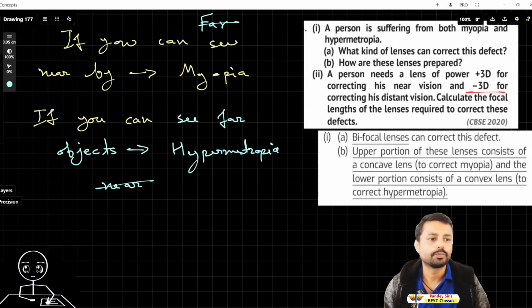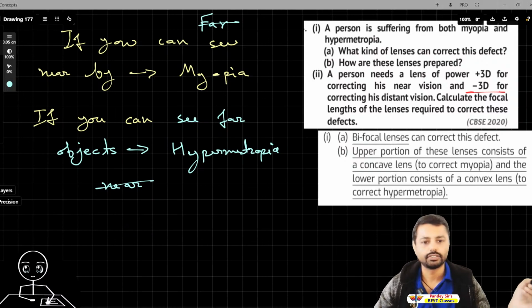Anyway, for correcting his distance vision, calculate the focal length of the lenses required. I will give a few seconds, find out the focal length.